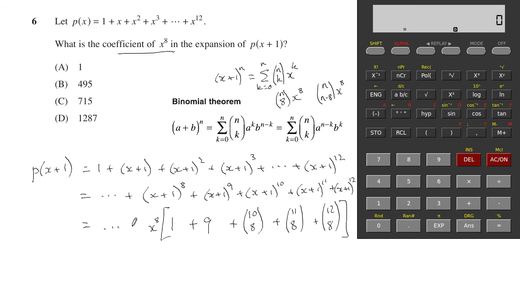We just need to add those up. We don't care about all the rest of it. So I'll just use the calculator for this. Hopefully your calculator looks something like that, and we'll have a button that says something like nCr somewhere. And that's how you do these bits. So 1 plus 9 plus 10 choose 8 plus 11 choose 8 plus 12 choose 8. And that gives us 715, so that would be C.